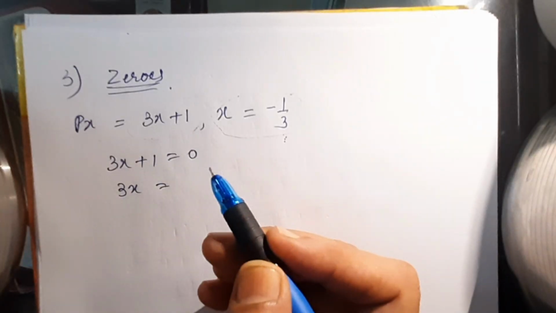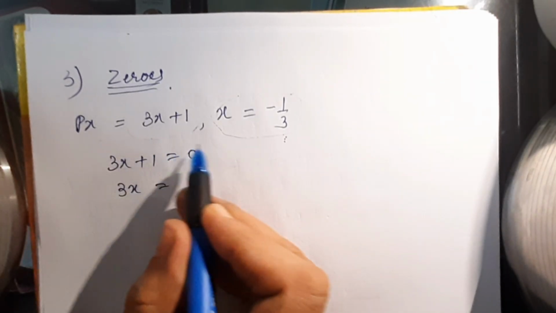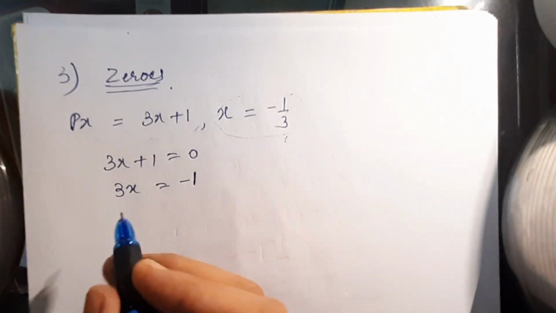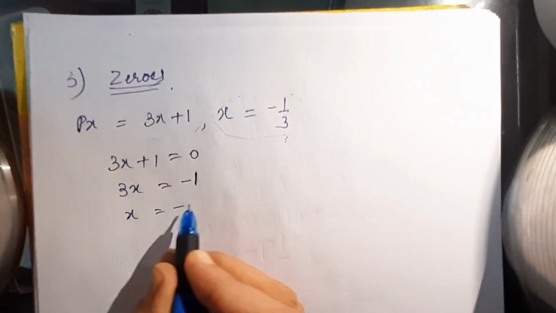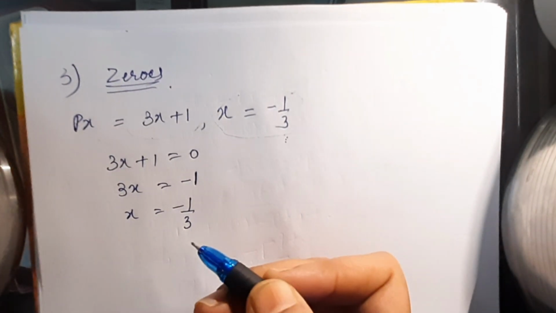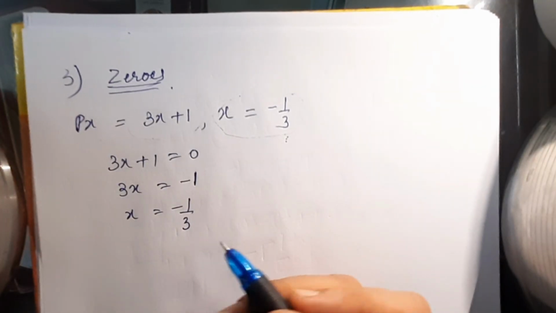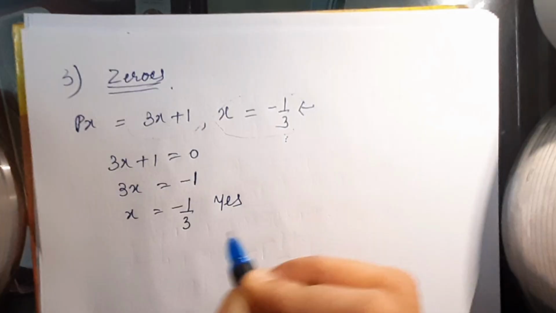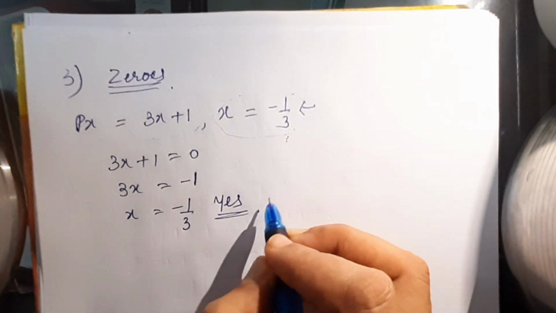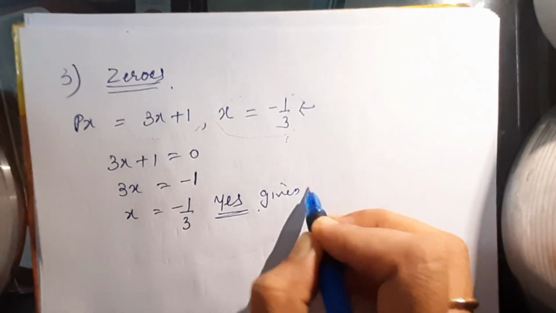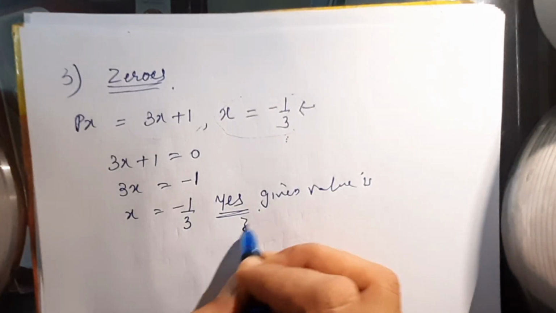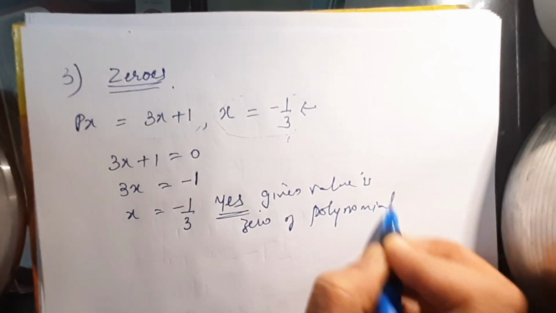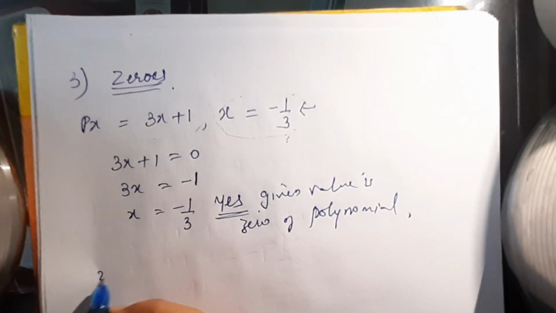3x, as in the 8th standard you are solving for x, the same method you need to follow. Shift 1 towards the left. So it's minus 1. Now x is minus 1 upon 3. We got the same answer which was given in the question. So we'll say yes, it is the zero of the polynomial. Yes, the given value is zero of the polynomial.